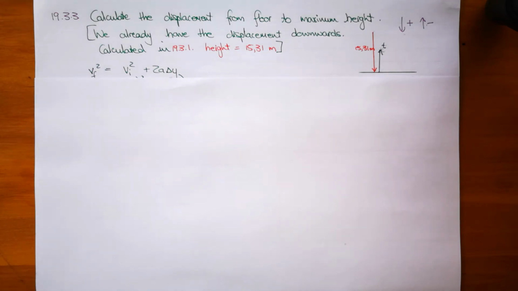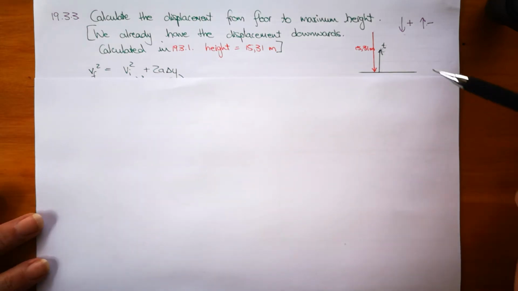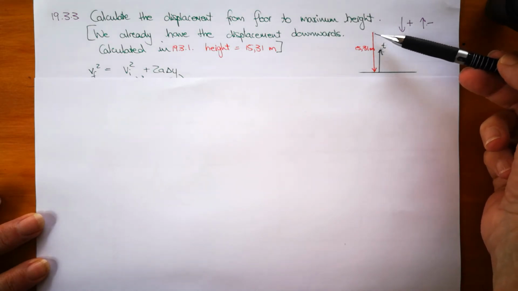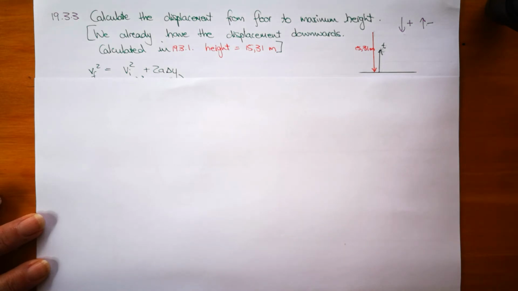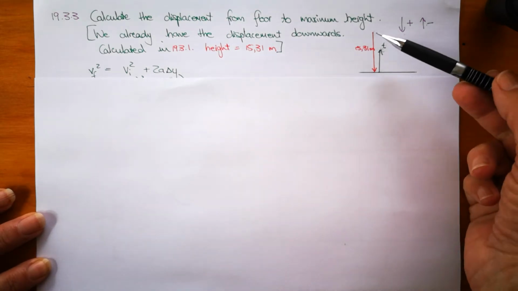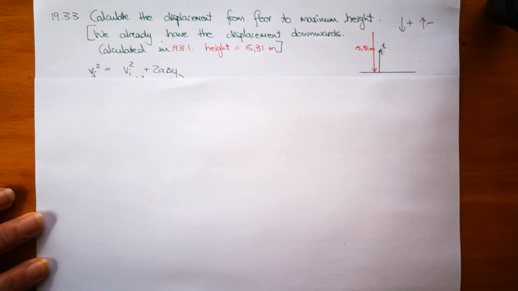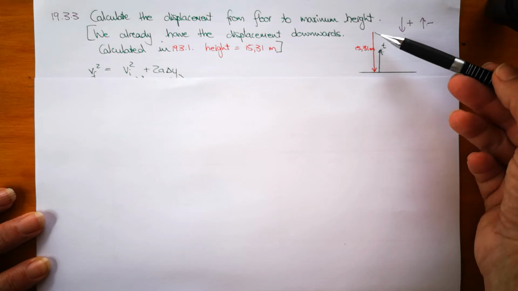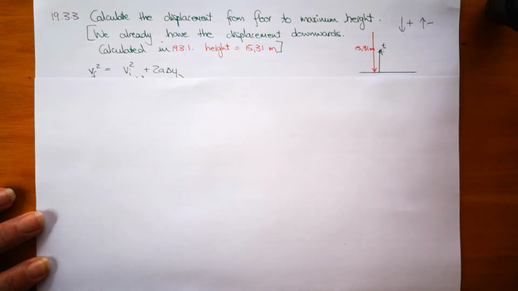19.3.3, calculate the magnitude of the displacement of the ball from the moment it is thrown until time t. The ball is thrown and then it rebounds up. So they want it from that moment to that moment, they want the displacement. We already worked this out in 19.3.1, the value was 15,31. So if we can work this out, add the two together, we'll get the displacement from there to there.